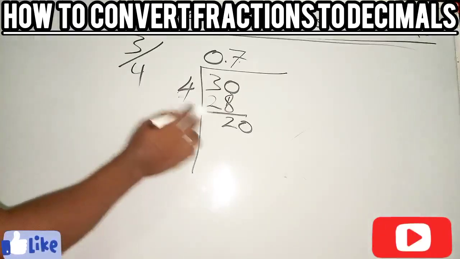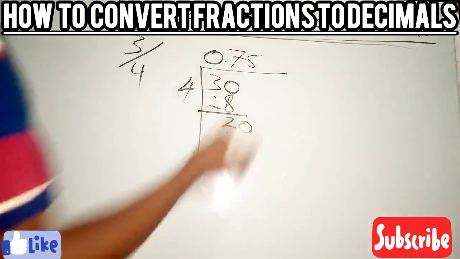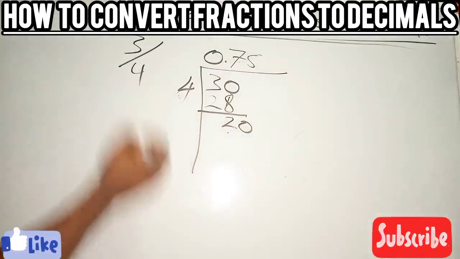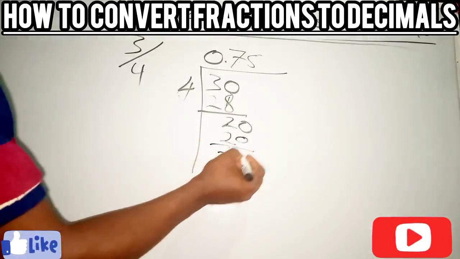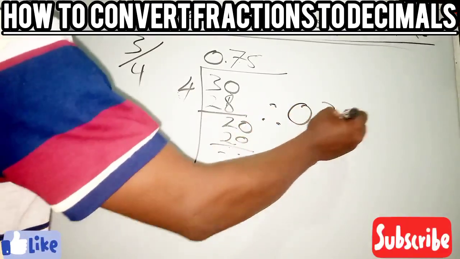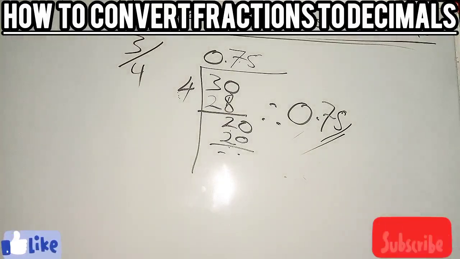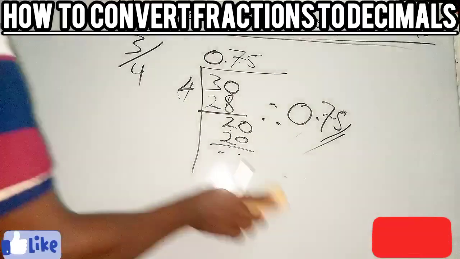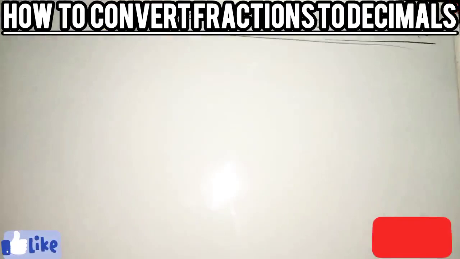So how many times will 4 go into 20 now? 4 can go into 20 5 times. So 5 multiplying 4 will give us 20. When you subtract 20 from 20, you have nothing here. Therefore, your answer is 0.75. Okay. Sending 3 over 4 to a decimal number will give you 0.75.